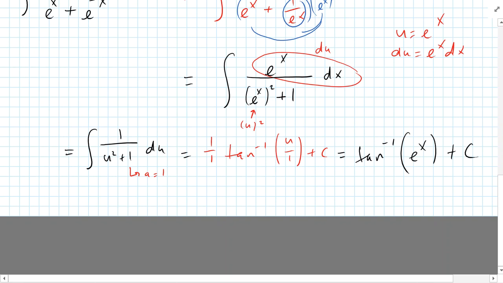The trick here is this one. You have to realize that every time you take the derivative of e to the x, you're going to produce an e to the x. And it's missing originally, but by doing a u sub, I can make it come back again.